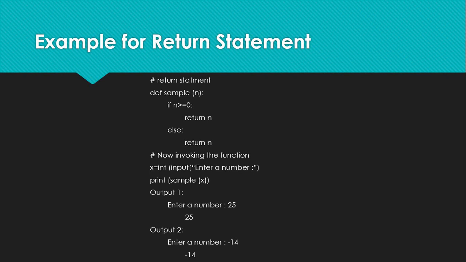If the value that you pass is greater than or equal to 0, you return n. Otherwise, you return the other value. There are two return statements given there, but remember that only one of the return statements will be executed and not both of them. If you input the first value to be 25, it will return the value 25. If you input the value to be minus 14, which is less than 0, then the second return statement is executed and minus 14 will be printed out. You can clearly understand this program.